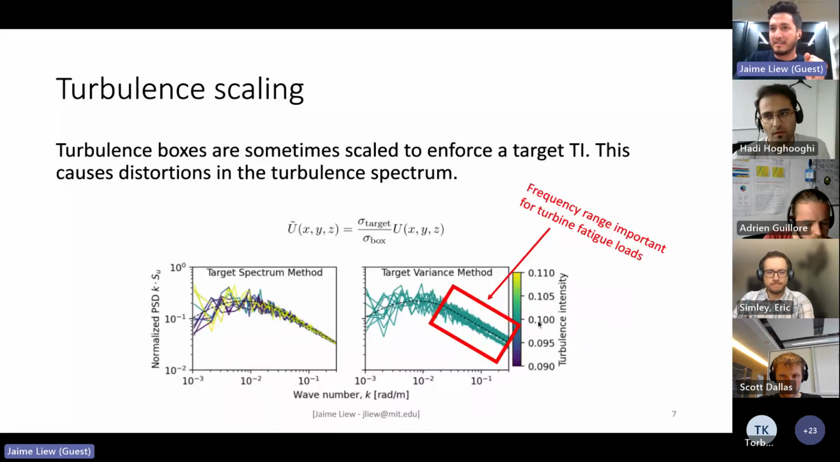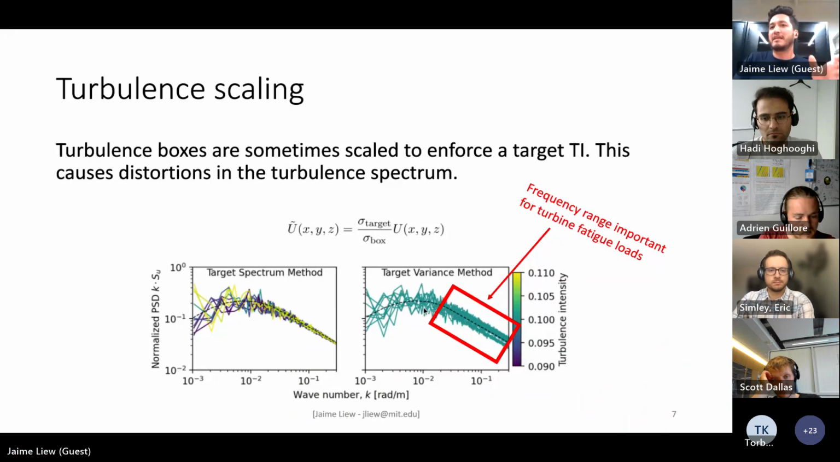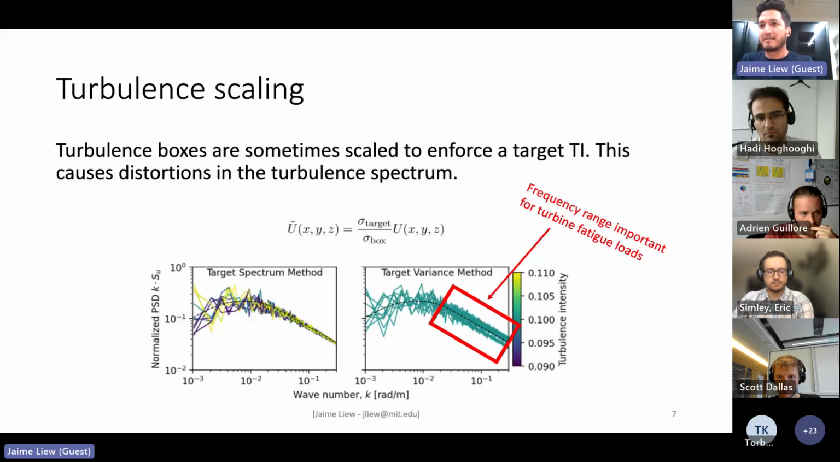Yeah, this region here has more variations compared to this one, and this is an issue because it's actually the frequency range which is important for turbines, like the dynamics of the turbine respond to this area. So by getting the correct turbulence intensity, you are creating more distortions in the frequency range which is important for fatigue loads. So my argument here is that you shouldn't be doing this. It's better to have variations in your turbulence intensity and to have a more accurate spectrum. Otherwise, you will get distortions, and as I'll show in a moment, it will cause a larger spread in fatigue load results.